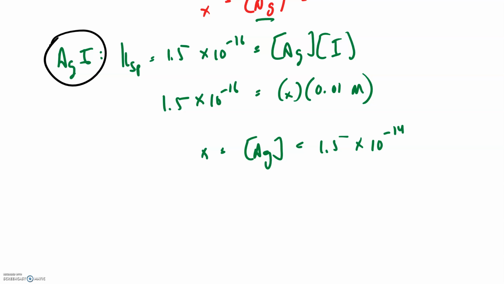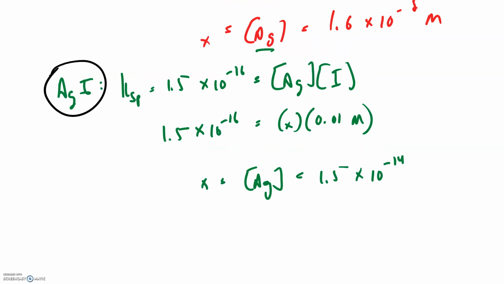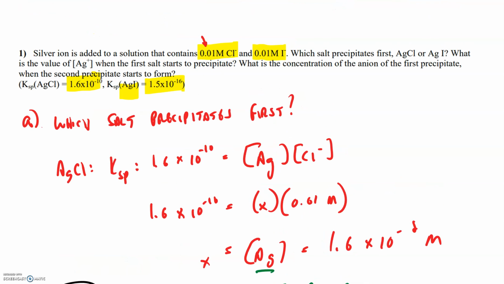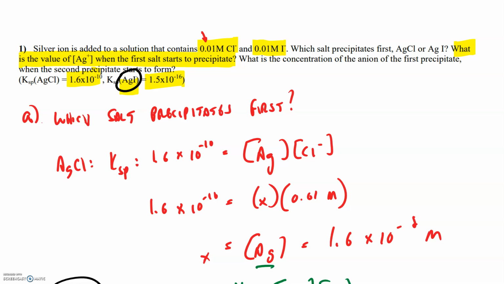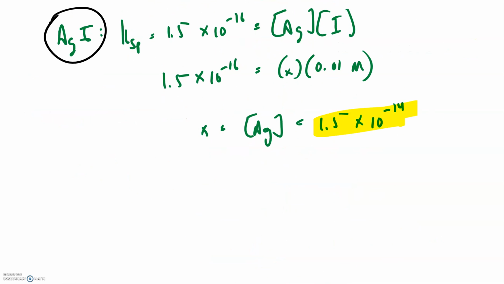Clearly this guy, because you don't have to add as much silver. Does that meet with our prediction? Well, I circled this one and said that's going to come out first. So that's pretty cool. We just calculated the concentration of silver to get each of these to precipitate, and we used that answer to predict which is going to come out first. We also answered the second question: what is the concentration of silver when the first salt starts to precipitate? We already did that. The silver is going to be 1.5 times 10 to the negative 14.